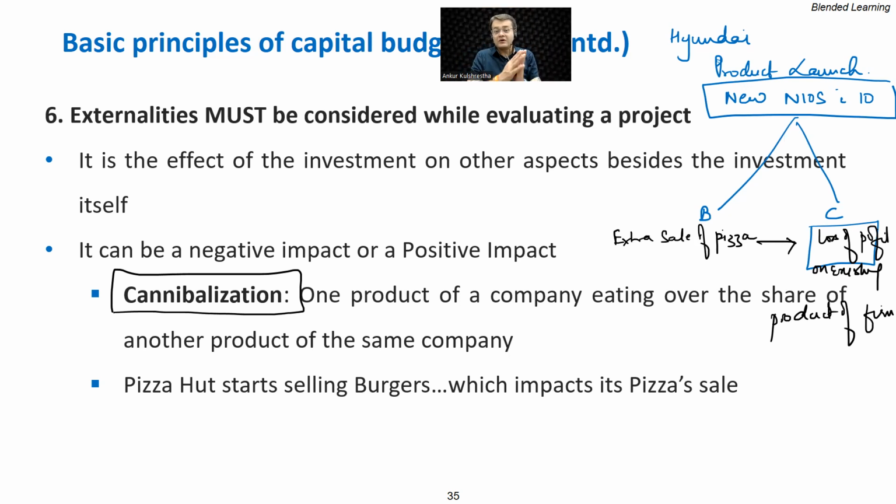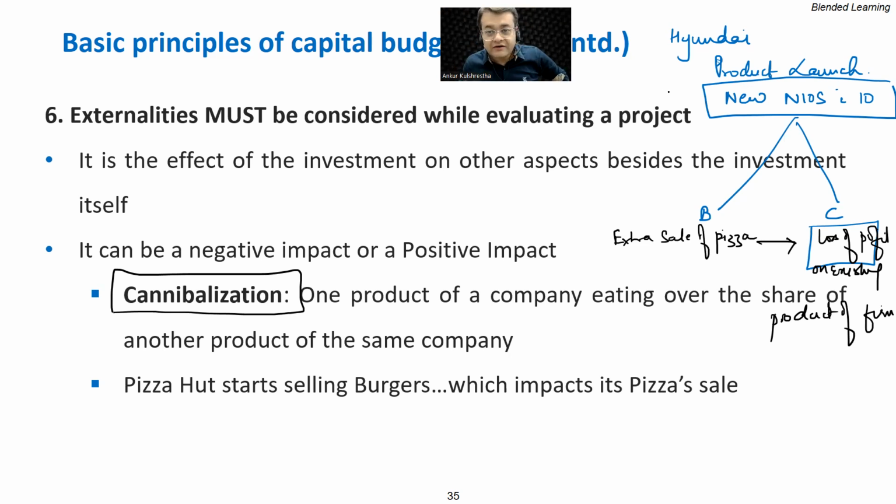And this is not true for the entire pizza sale. People will enter Pizza Hut to have pizza. That's not an externality for ice cream. Externality is only those units which will get sold because people entered the showroom to buy the ice cream and they end up buying pizza also. That's a positive externality. So externality is something which is within the firm but external to the project that we are looking at. All right.